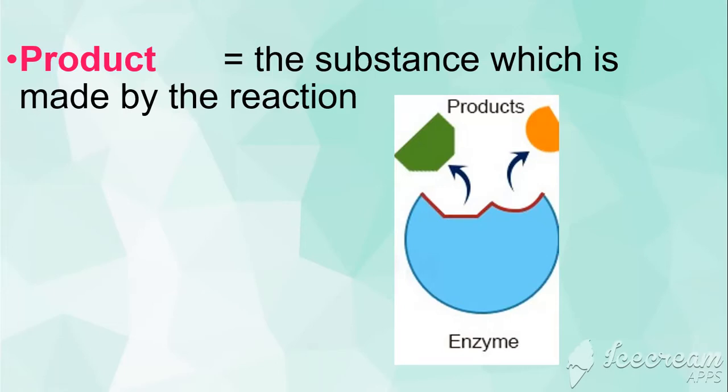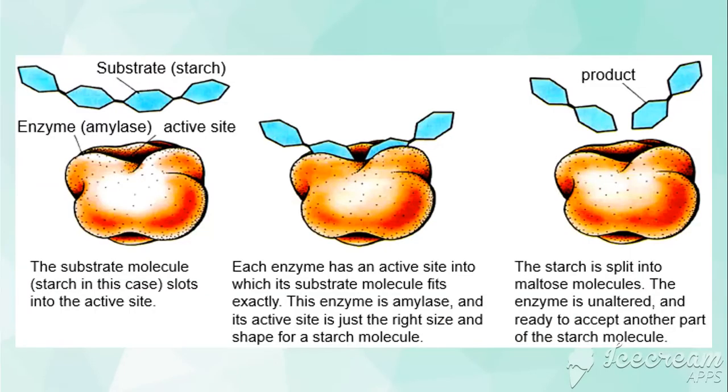Using these key terms, let's take a look at the action of an enzyme. In this case, the enzyme amylase. The substrate molecule for amylase is starch. Starch fits into the active site on the enzyme amylase. Every enzyme has an active site into which the substrate fits perfectly. The substrate, in this case starch, has the perfect shape and fits into the active site on the enzyme, which is just the right size and shape for the starch molecule.